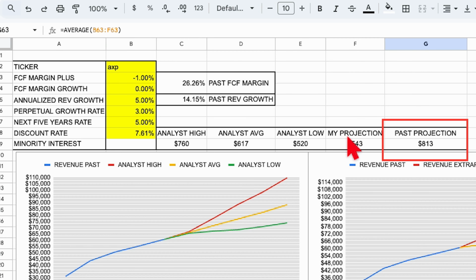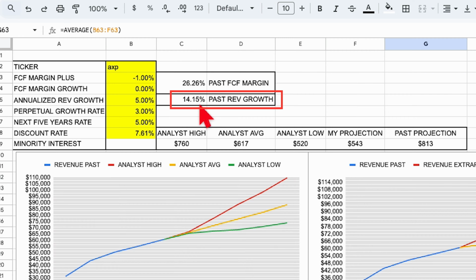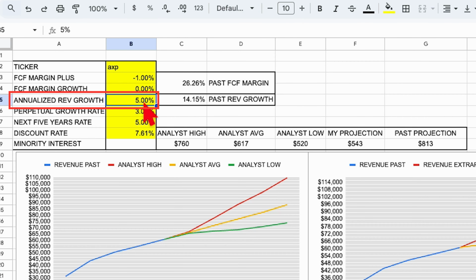I also have a projection for my projection and a past revenue projection. The past revenue projection uses the past revenue growth over the last 5 years, which is 14.15%. So obviously that one's going to be the highest because the analysts do not expect that high of revenue growth going forward. And then my projection is where I enter in the revenue estimates that I think are going to happen. And really, I'm just throwing more of an average case in there. So in this case, I'm saying 5% annualized revenue growth over the next 5 years, 5% for the 5 years after that. So it's basically 5% for the next 10 years, and then a perpetual growth rate of 3%.